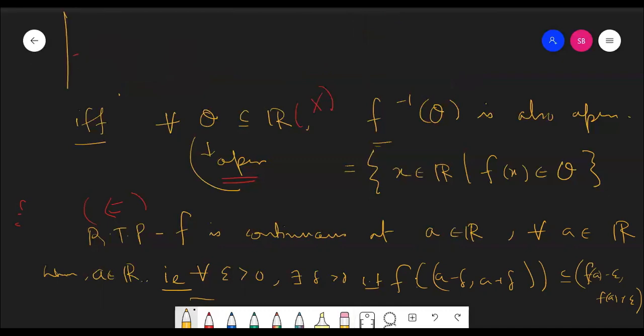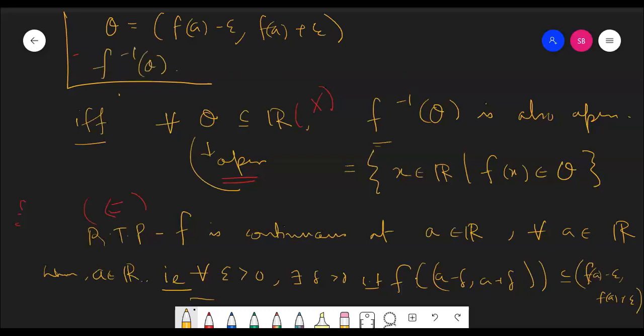So let's say, let's take O to be f of a minus epsilon to f of a plus epsilon. Right? So now this is an open set. So f inverse of O is also open in R, right? That is by our assumption.